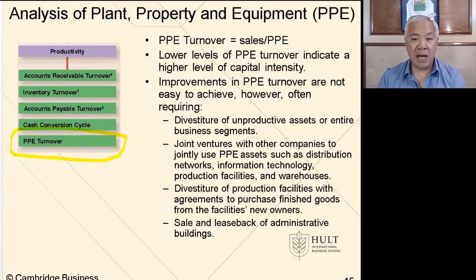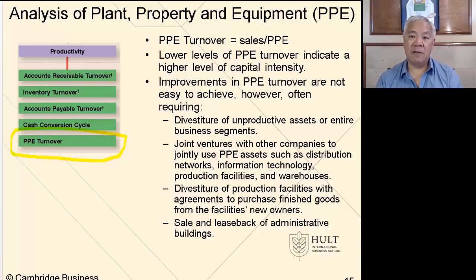So now we're at the bottom of the productivity stack, if you will, the green, and we're at PPE turnover, property, plant, and equipment turnover. Simply it means how well are you using your fixed assets to generate sales. So the calculation is sales divided by PP&E. Lower numbers mean you don't make as much sales for every dollar of assets. A higher number means you make more money for every dollar of assets. So we want this number high.